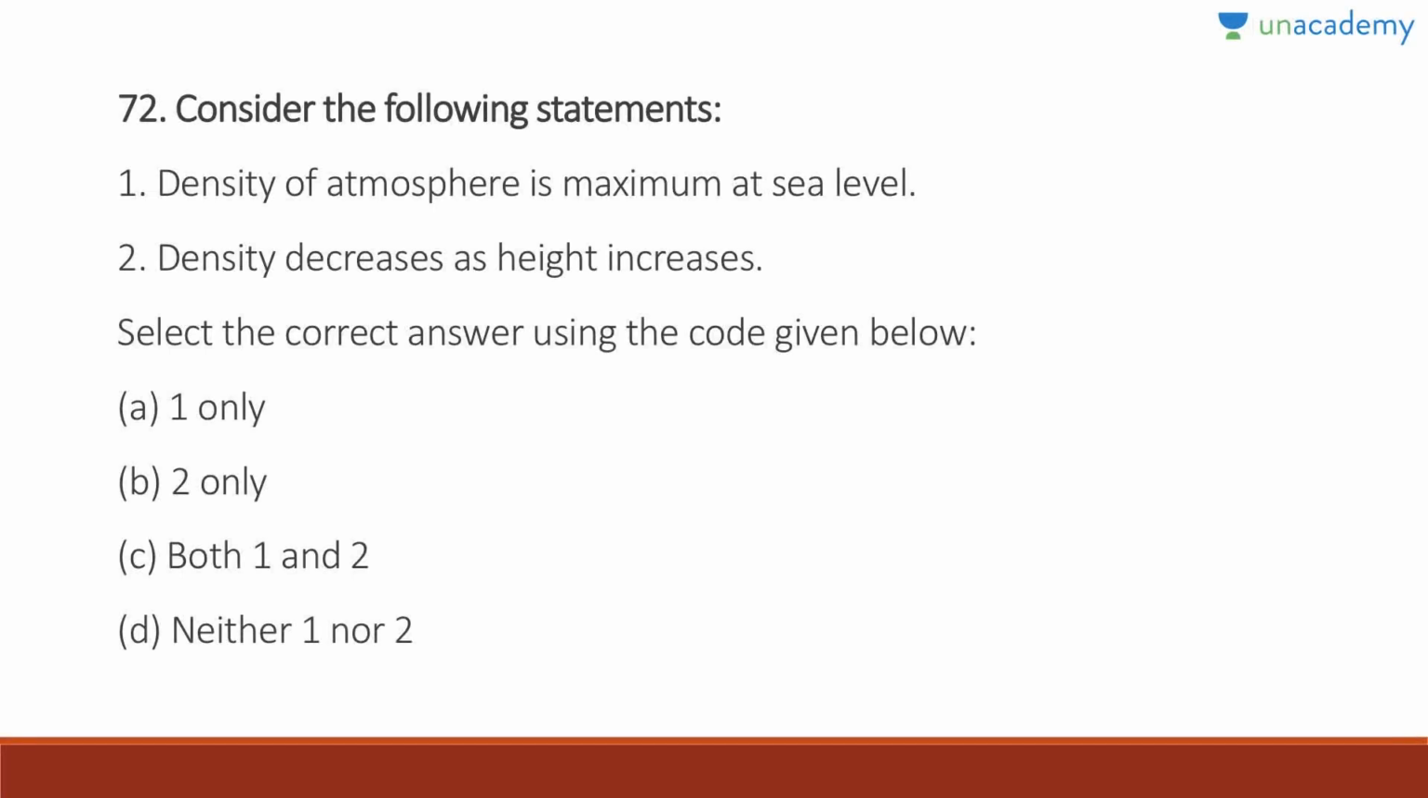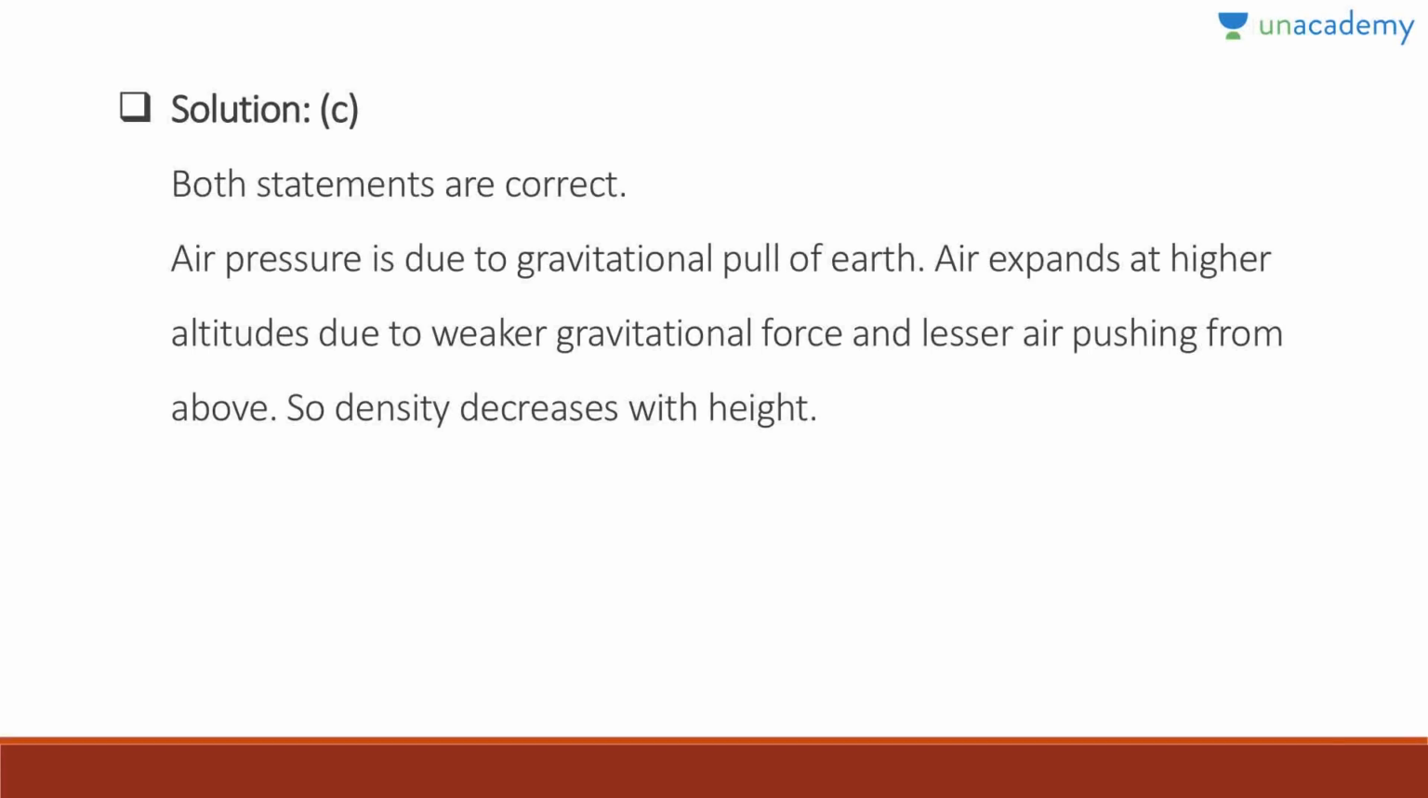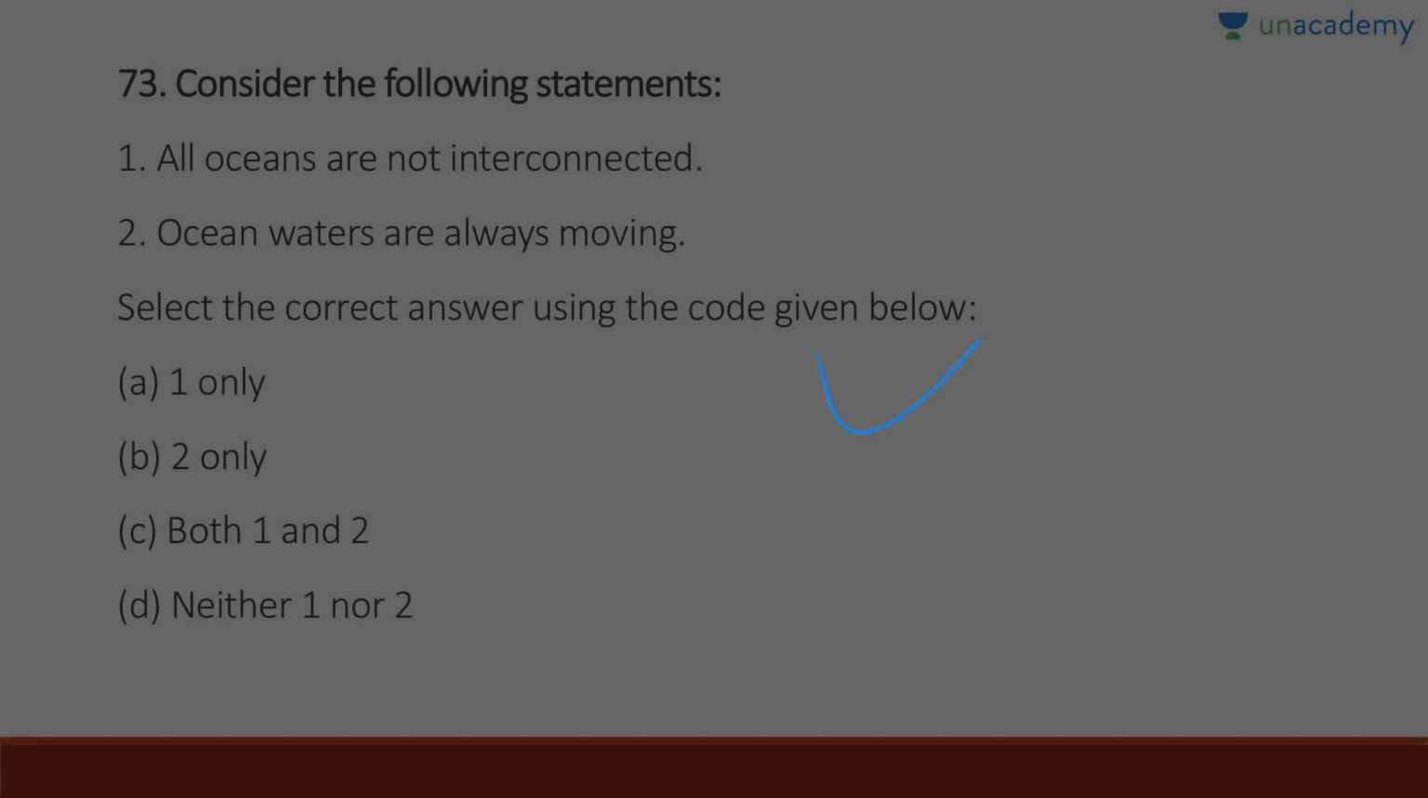Question number 72. Consider the following statements. Density of atmosphere is maximum at sea level. Yes. Density decreases as the height increases. Yes. Answer is C, both are correct. Air pressure is due to gravitational pull of Earth. Air expands at higher altitudes due to weaker gravitational force and lesser air pushing from above. So density decreases with height.